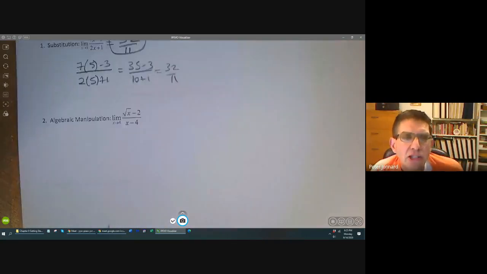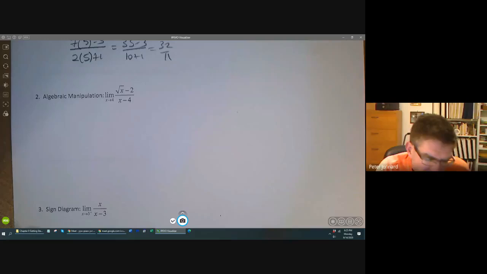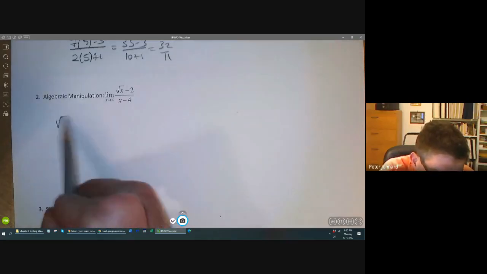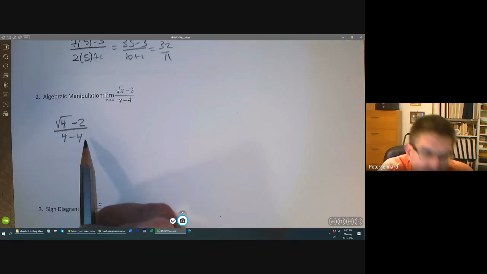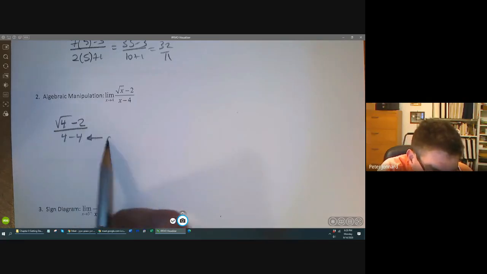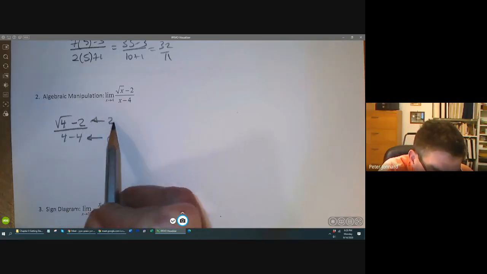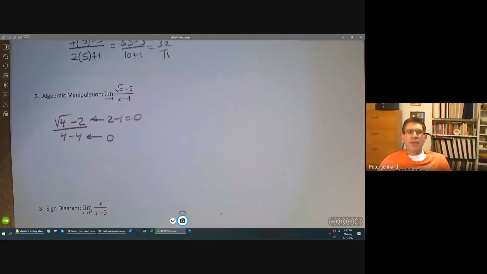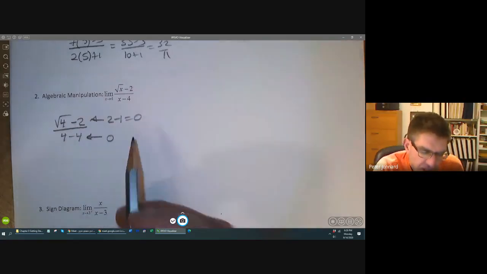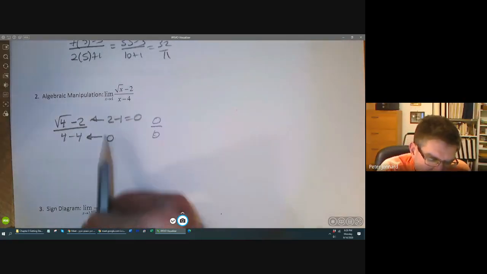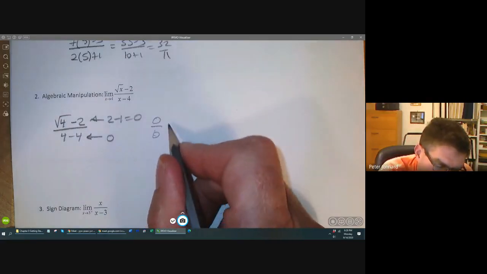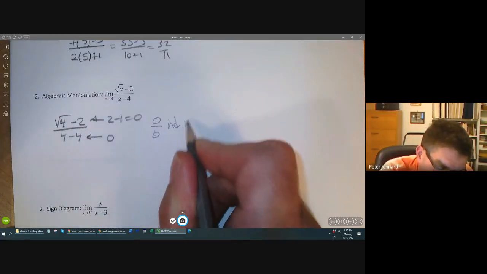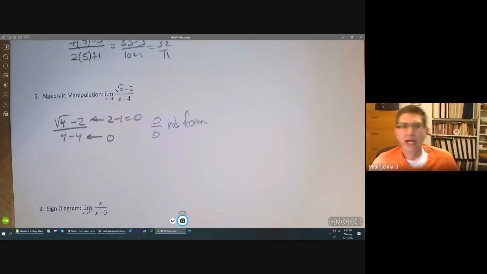Okay, second one, algebraic manipulation. This one's a little different. If you directly plug in a 4, radical 4 over 2, and then 4 minus 4, you end up with some issues here. You'll notice that this is a 0, and you notice that that is 2 minus 2, which is also 0. I'm hesitant to write equals 0 over 0. I hate to use equals 0 over 0. As long as you say it's in indeterminate form on your paper, hopefully that'll give you an allowance.